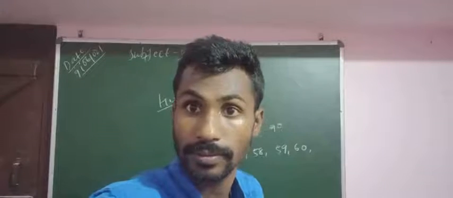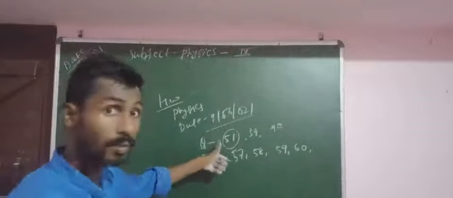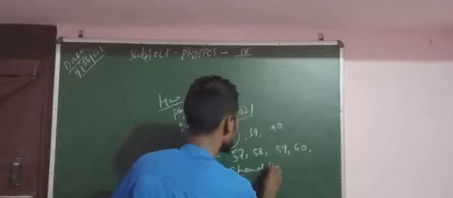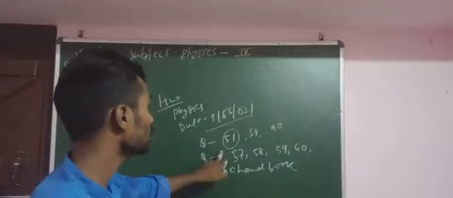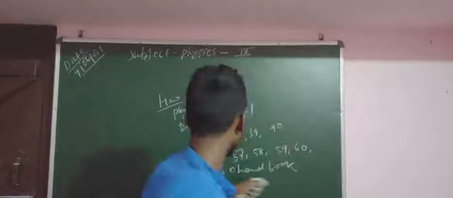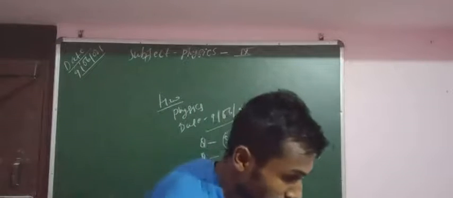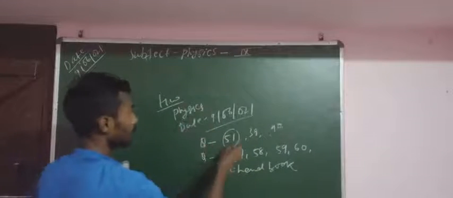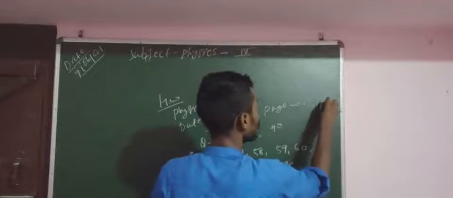Before that, you should solve these questions from your book. Question numbers 51, 39, 40 and question numbers 57, 58, 59, 60. The page numbers are 21 and 22.